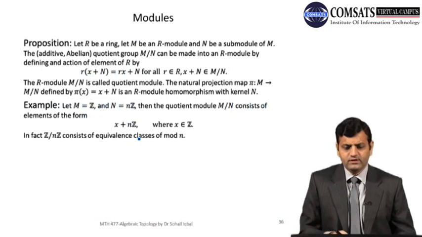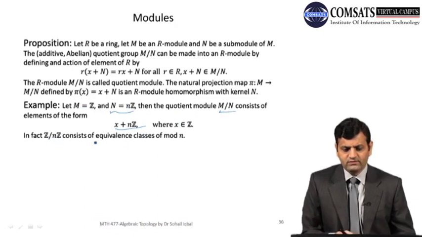As a particular example, we can take N to be nZ and M to be Z, and this quotient module consists of course of elements of this form, and we can also say that Z quotient nZ consists of equivalence classes of mod n.